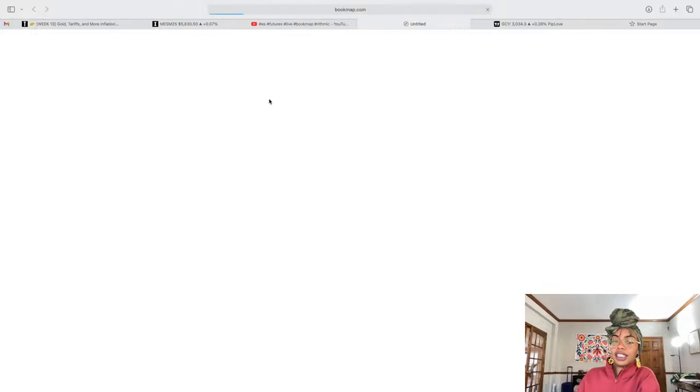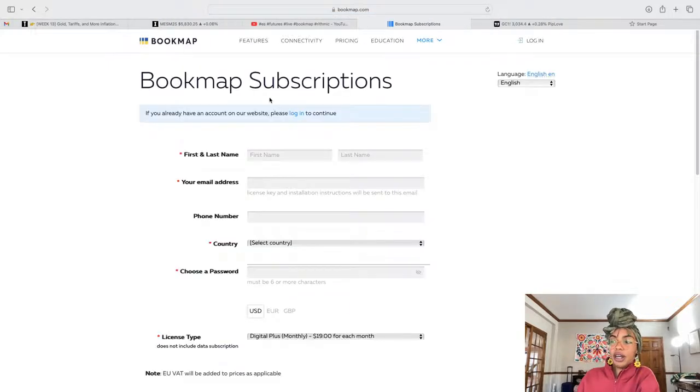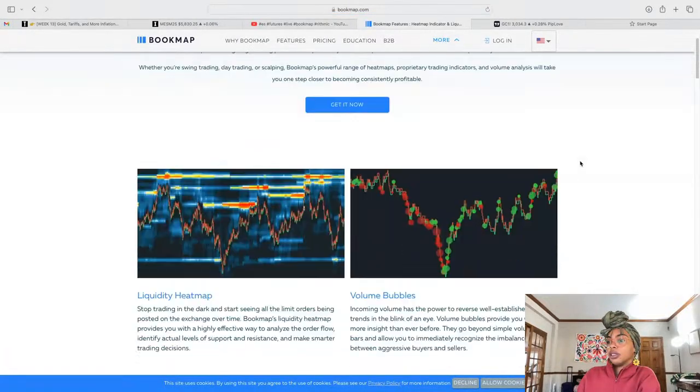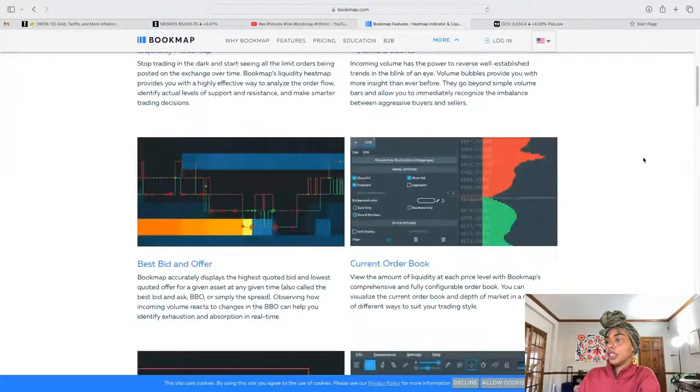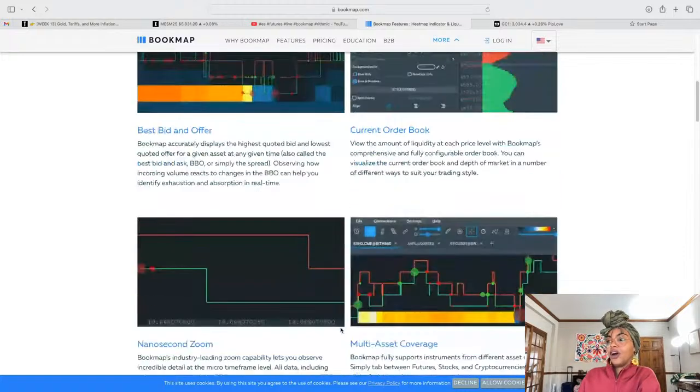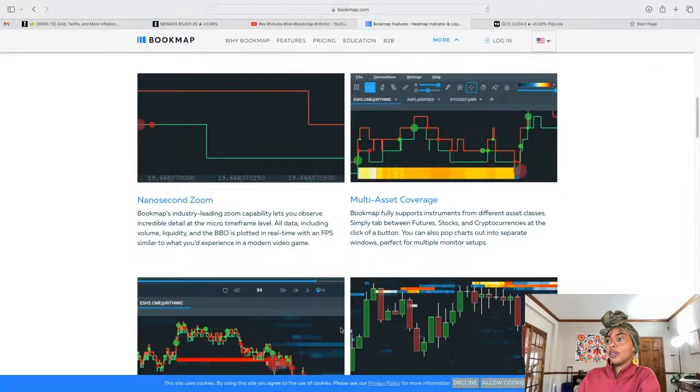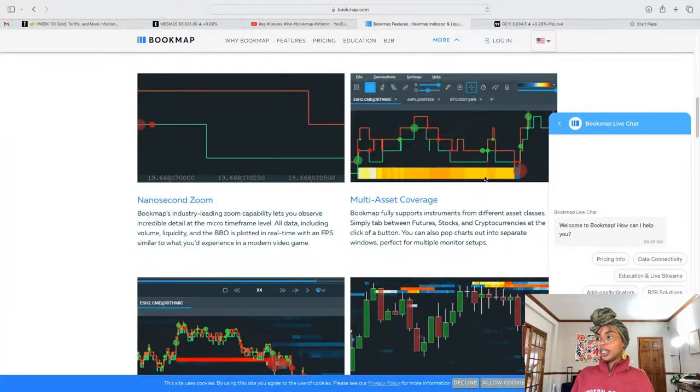So like I said, it's a visual representation of orders in the market. So you have your liquidity heat map, you have volume bubbles. You can take a look at the order book. So again, just a visual order book. You can see the best bid and offer. So now that we are incorporating orders and order flow into our trading, it's very helpful. We didn't have that in Forex.